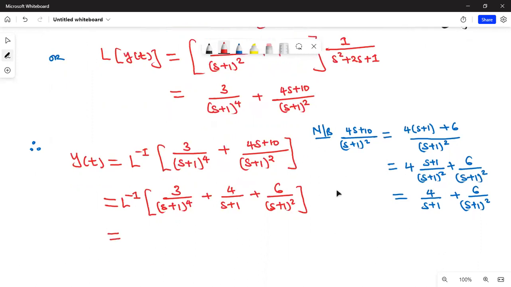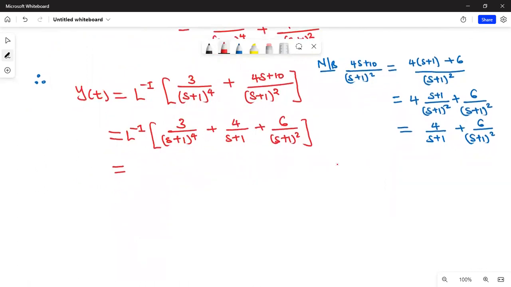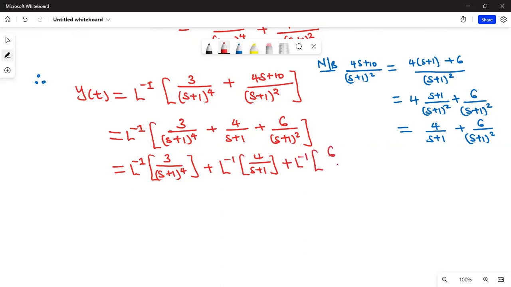So now we need to get the inverse from the Laplace transform table, but remember this can as well be written as L inverse of 3 over (s plus 1) raised to 4, plus L inverse of 4 over (s plus 1), then plus L inverse of 6 over (s plus 1) squared. Let me write in another form that is easier to read the inverses.